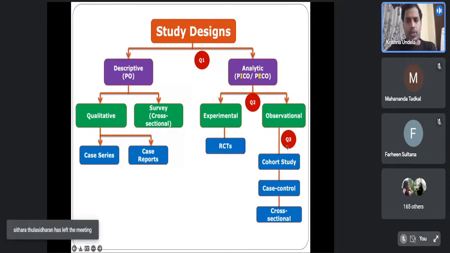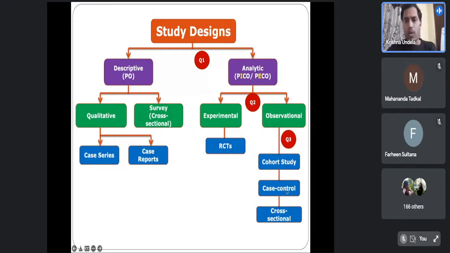Okay. And question number 3 here is, as I mentioned, in the case of cohort, case control, and cross-sectional, we are going to have 2 things: exposure and outcome. When you are measuring the exposure and the outcome, if you measure the exposure first and then the outcome, it is going to be a cohort study. First exposure and then outcome, cohort study. If you first measure the outcome and then go for exposure, it is retrospective. First outcome and then exposure, retrospective. It is going to be a case control study.